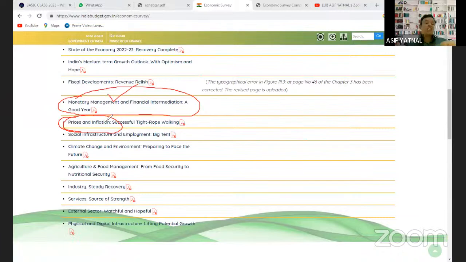As per the government, it was able to successfully contain prices and inflation last year. So managing inflation was a tightrope walk. Can anybody tell me the meaning of this term? Why is controlling inflation considered a tightrope walk?